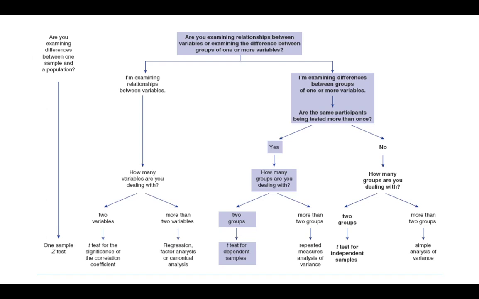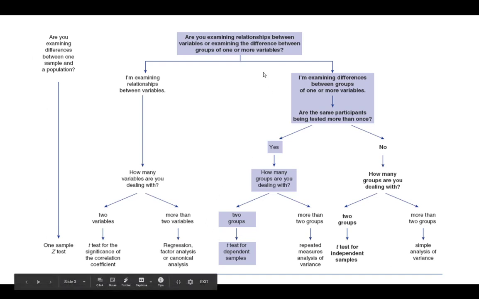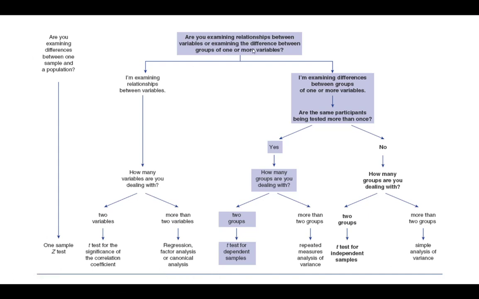So here's that decision chart for how to know which test to run. So let's start at the top. Are you examining relationships between variables or examining the difference between groups? So in a dependent t-test, we are looking at the difference between groups. So we go over here. Are the participants being tested more than once? In between groups designs, we went over here to no. But now we're going over here to yes. We're in a within group design.